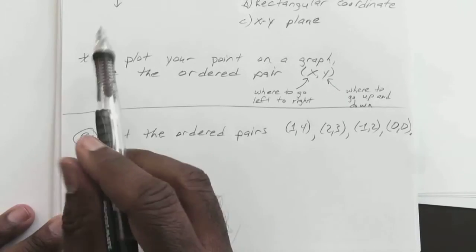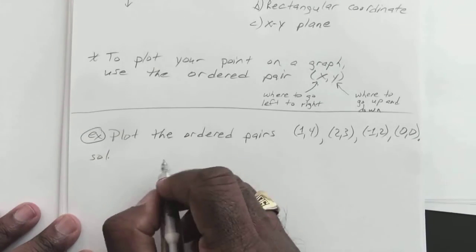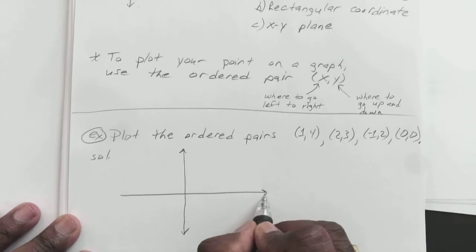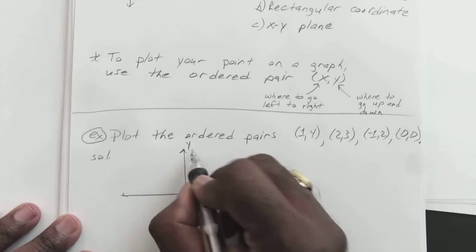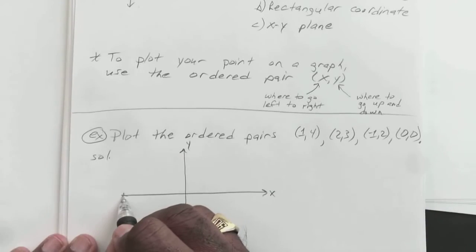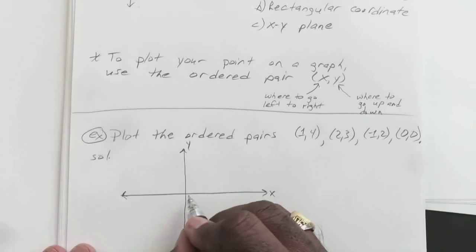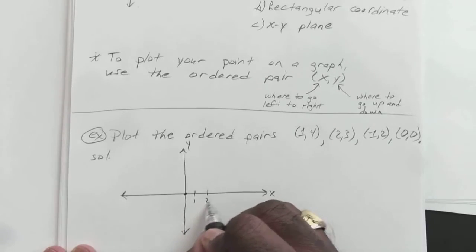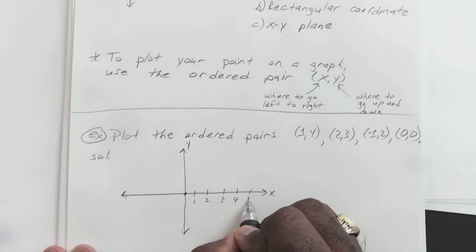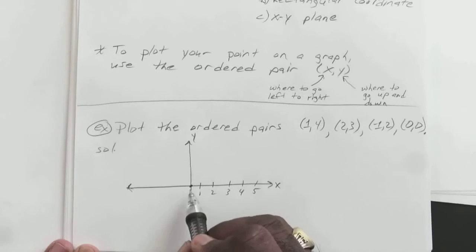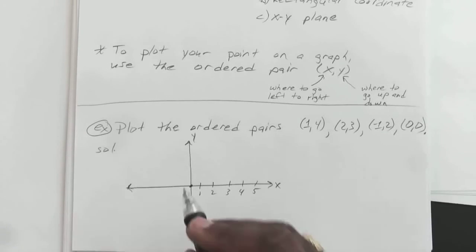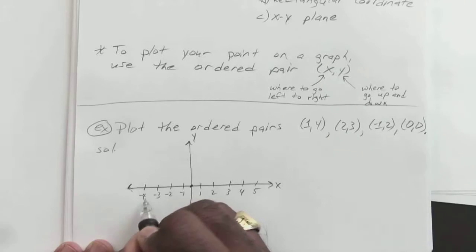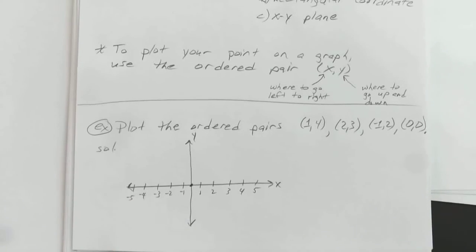Okay, so all we have to do, we're going to draw our same XY axis here. Okay, so this is our x, and this is our y. And our x-axis is just like our number line. Remember, right where they intersect, you're going to go 1, 2, 3, 4, 5. And then going to the left, the numbers are just going to be negative. So -1, -2, -3, -4, -5.